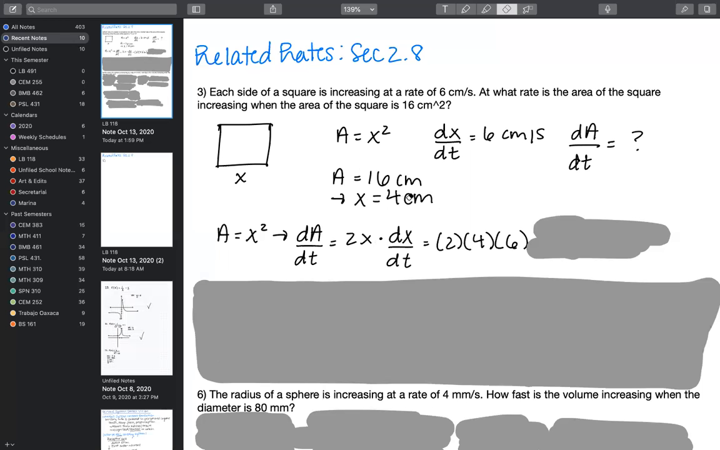And it should be fairly simple because the dimensionality of a square is pretty straightforward, something we're familiar with from the beginning of our experience with trig. And so then it just becomes a simple plugging in problem. And our final answer is going to be 48 centimeters squared. Any questions on the implicit differentiation part of this problem?